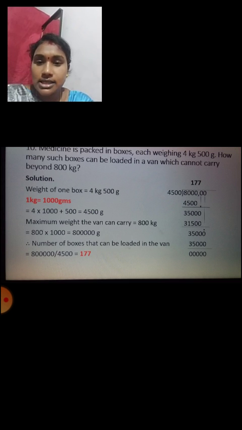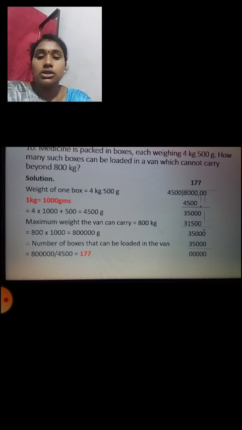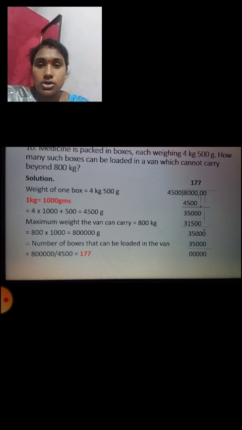For the first thing, you have to convert the kilograms into grams so that it will be very easy. As you know, 1 kg is equal to 1000 grams. Now 4 into 1000 will become 4000, plus that 500 grams will be added to that, giving the answer as 4500 grams. Now the maximum weight of the van is 800 kgs.